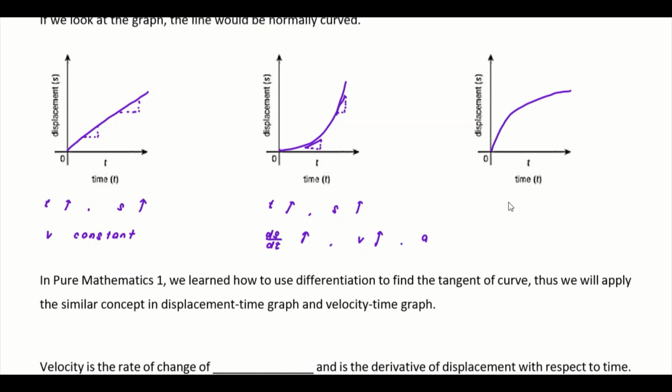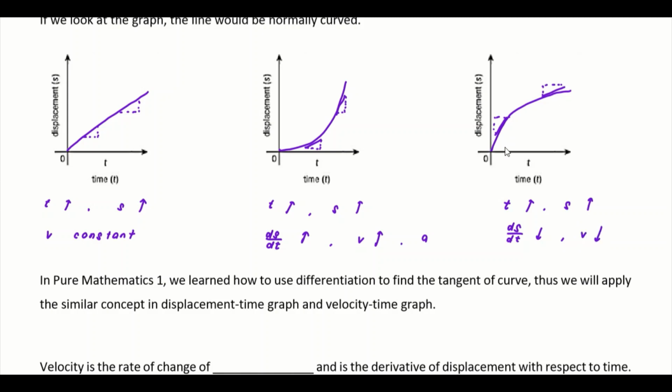Similarly, if I have a curve that looks like this, you can realize that when t is increasing, my s is also increasing, but the rate of change of s is decreasing. When I compare a tangent here and a tangent here, my gradient here is going to be smaller than the gradient here. So when time increases, my ds/dt decreases. My gradient is decreasing, which means that my velocity is actually decreasing.